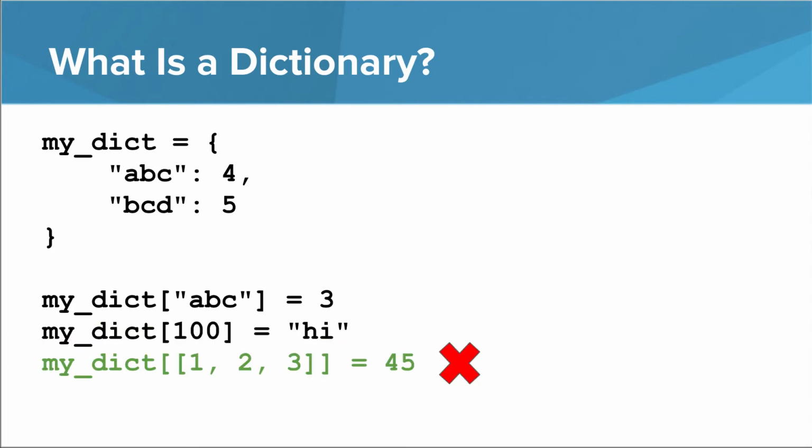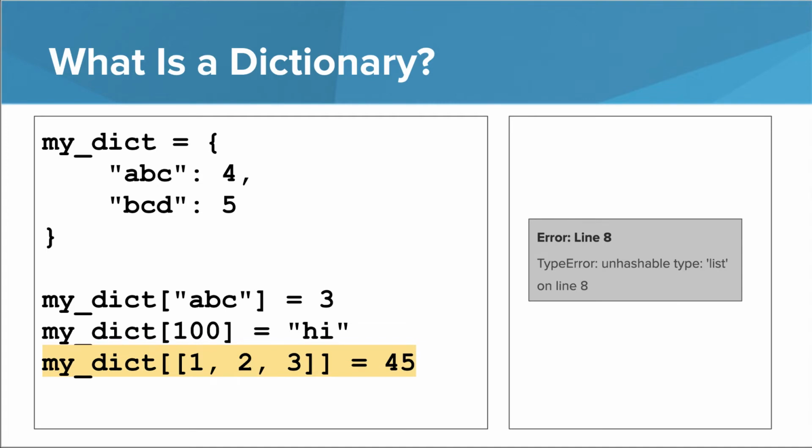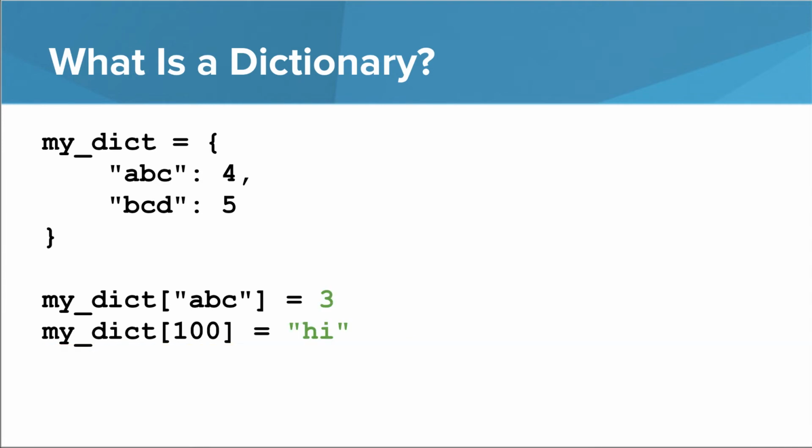You cannot, however, use mutable things as keys. This program attempts to add a list as a key with a value of 45. If you try to run this, the error that appears complains about an unhashable type. If Python complains about something being unhashable, it probably means you're using something as a key that shouldn't be used as a key. Okay, let's get rid of that line that was causing problems.